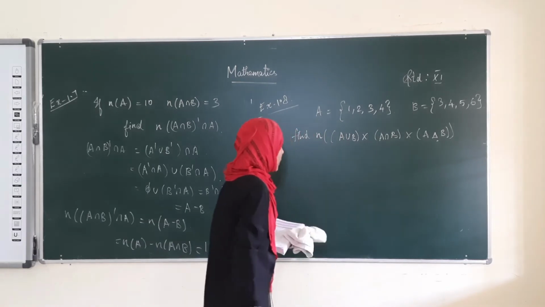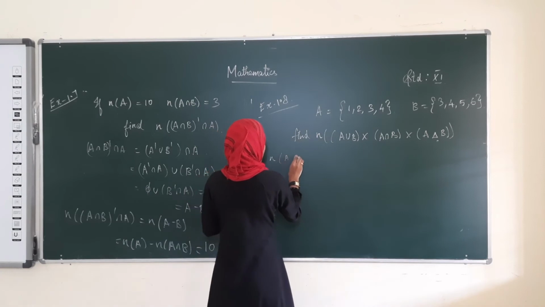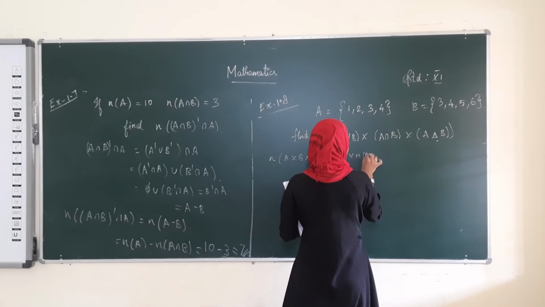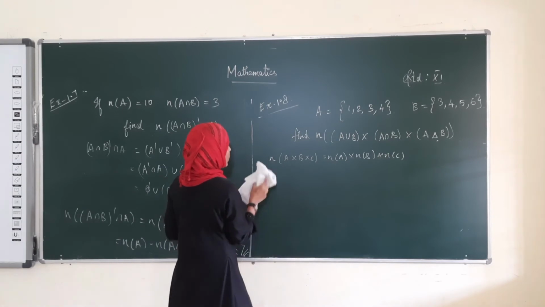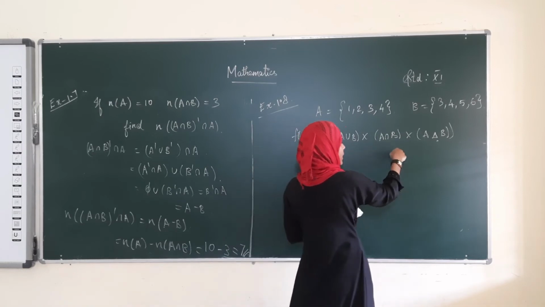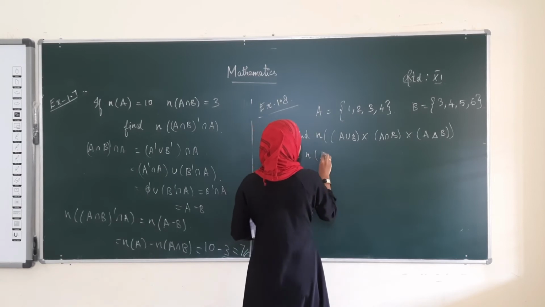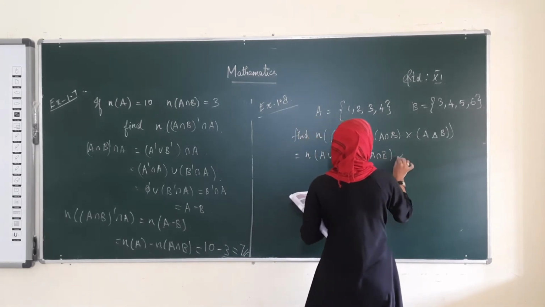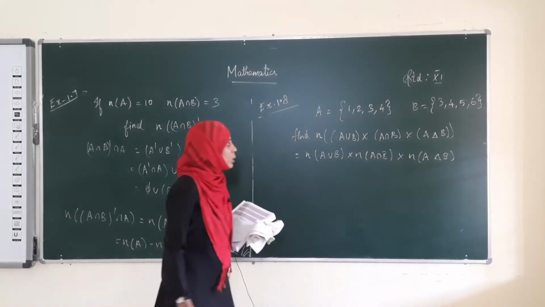Okay, we already know, we have seen while studying the Cartesian product, that n of A cross B cross C is equal to n of A times n of B times n of C, right? This is the formula. So what we have to find, n of (A union B cross A intersection B cross A symmetric difference B), can be written as n of A union B times n of A intersection B times n of A symmetric difference B. Okay, we want to find this.